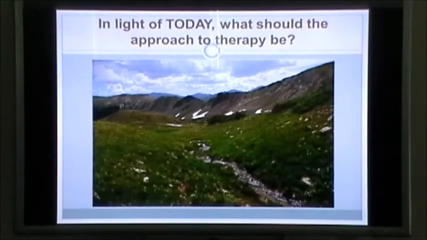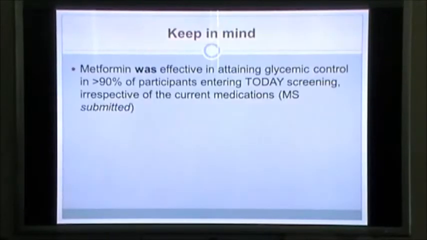So in light of TODAY, what should the approach to therapy be? So keep in mind, metformin was effective in attaining glycemic control in 90% of patients who entered TODAY's screening, to get them to control irrespective of current medications. And this is published in Diabetes Care in one form a couple of years ago. We have another manuscript submitted talking about this.